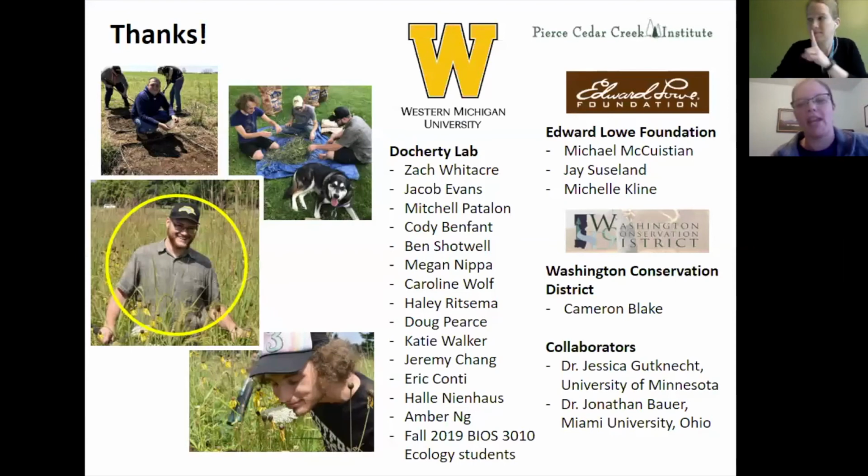So thank you all so much for being here. And I want to point out that a lot of this work was done by my grad student, Zach Whitaker, who is in the yellow circle there, as well as several undergraduate researchers in my group. We collaborate with the Edward Lowe Foundation and the Washington Conservation District in Minnesota to do this biomass addition project. And my collaborators as well have been really helpful in figuring out where this project is going and starting to think about the next steps. And also thanks to the Pierce Cedar Creek Institute for hosting this talk and everyone being here.